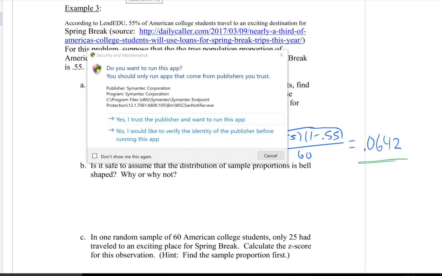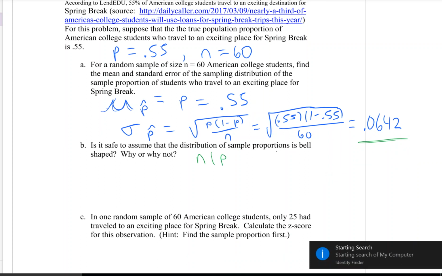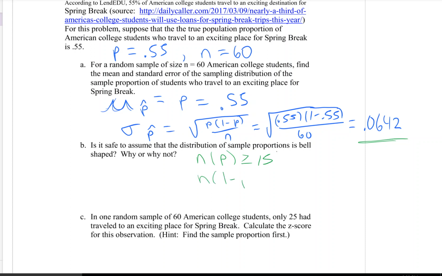Okay, so is it safe to assume that the distribution of sample proportions is bell-shaped? When we have a categorical variable, our check for that is n times p at least 15, and also we need n times 1 minus p to be at least 15. So we're just going to check to see if that works out here. I've got 60 times 0.55 for n times p, and I'm going to have 60 times 1 minus 0.55, which is 0.45, for n times 1 minus p. Let's see what that works out to be.